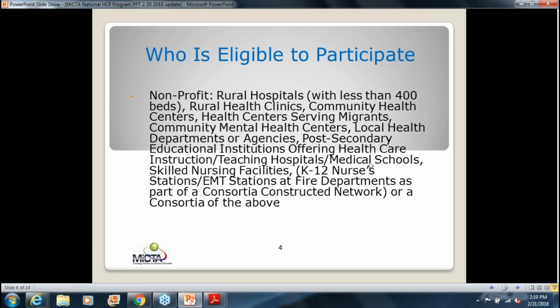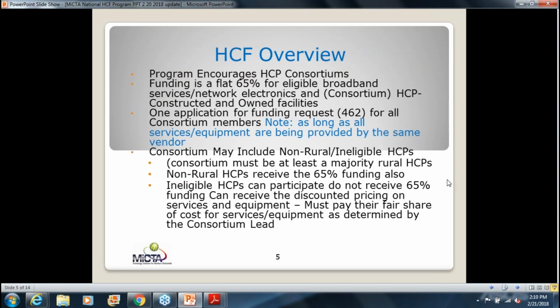Now, next slide, please. Here's what the program obviously encourages.